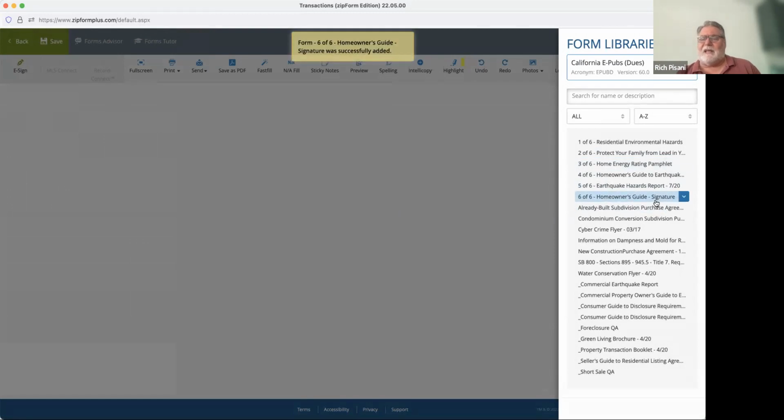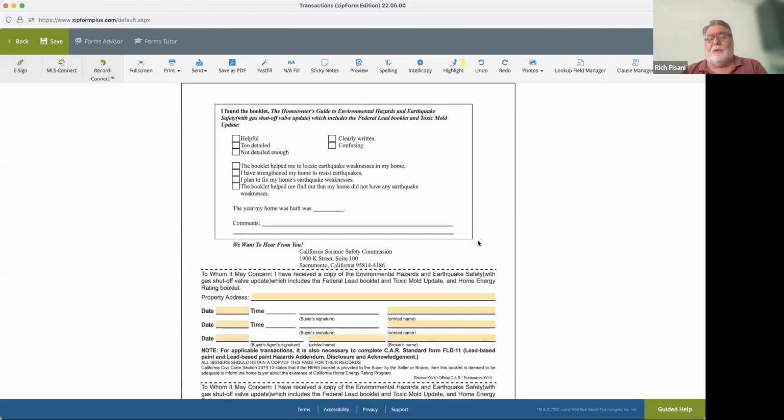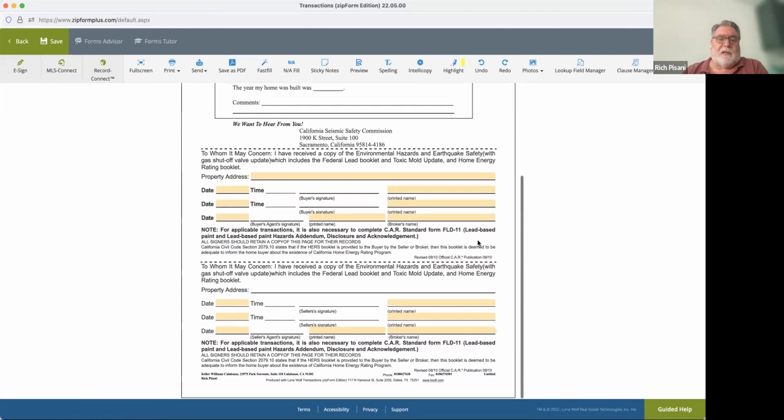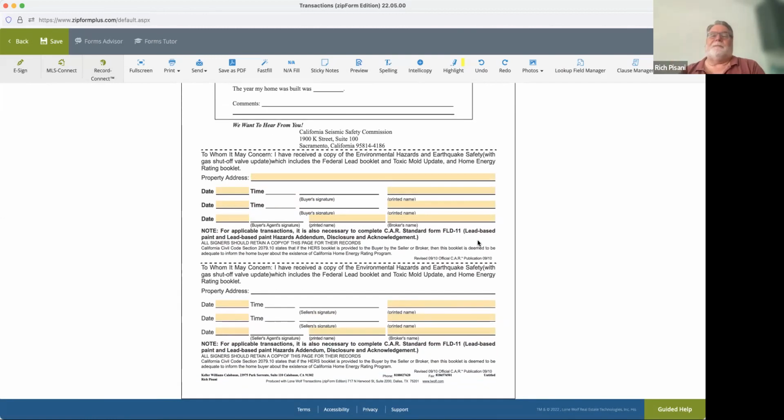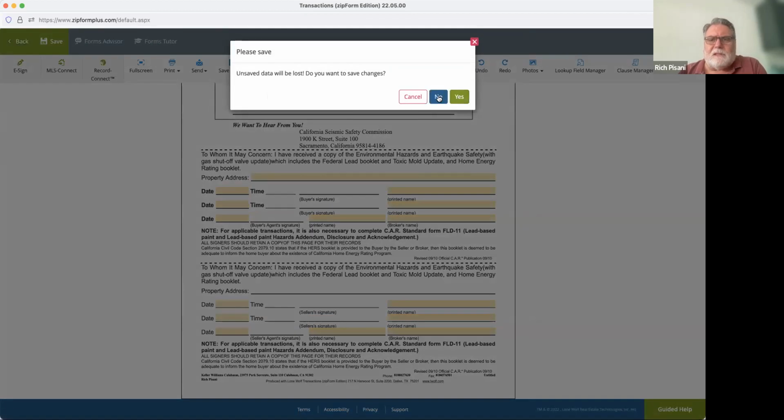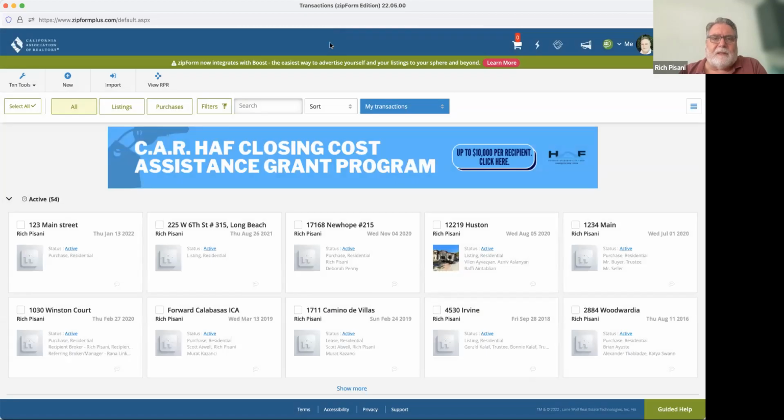And then number 6 is the receipt of the guide. So all those guides that you emailed from EPUBs to your client, they can sign and say, yes, I did receive them. So that's it.